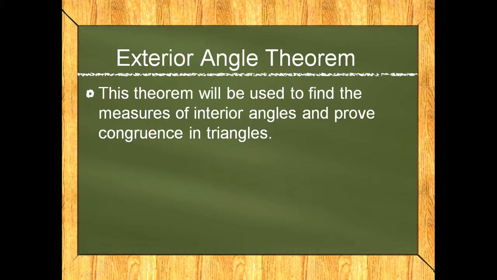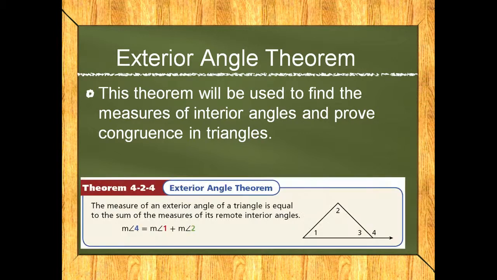The exterior angle theorem is used to find the measures of interior angles and prove congruence in triangles. And it states the measure of an exterior angle of a triangle is equal to the sum of the measures of its remote interior angles. So in this case, the measure of angle 4 is equal to the measure of angle 1 plus the measure of angle 2.